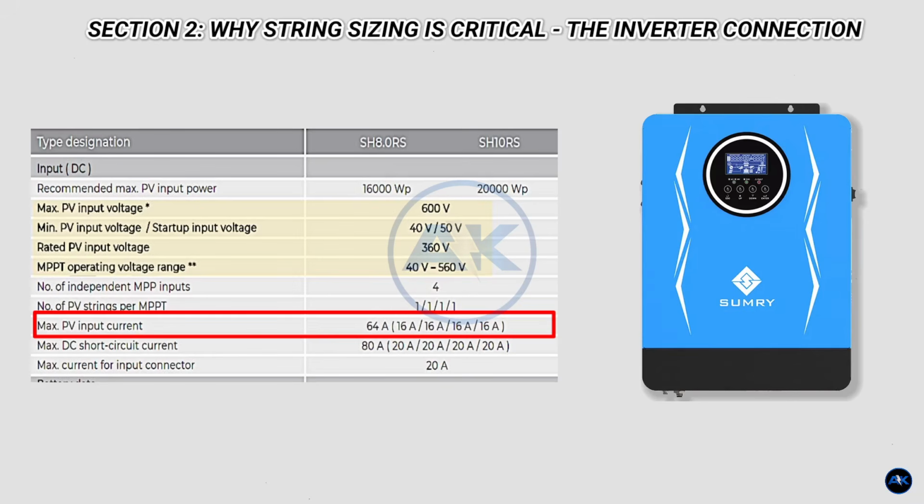Incorrect string sizing can lead to poor performance. Your system won't produce as much power. System damage. Fried inverters are expensive. Safety hazards. Electrical overloads are dangerous.